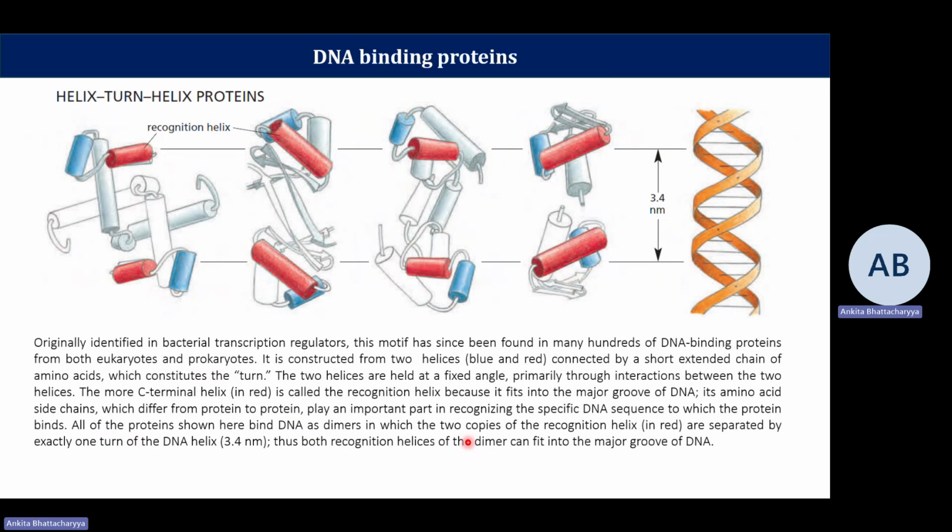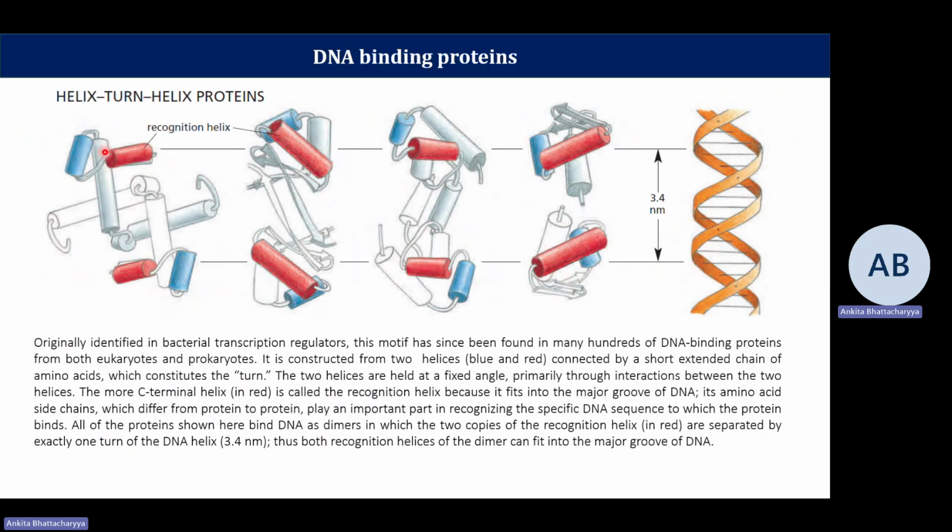So the two helices that we are talking about in a helix turn helix motif, in DNA binding proteins which belong to the HTH family, are two fixed angle helices, of which one serves as the recognition helix, as I already discussed, shown here at the top in red. It moves into the groove of DNA and identifies the binding site, and then allows recruitment of the complete protein. It plays an important part in recognizing the specific DNA sequence to which the protein binds.